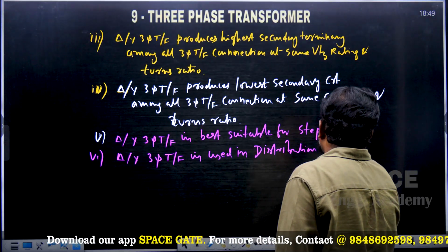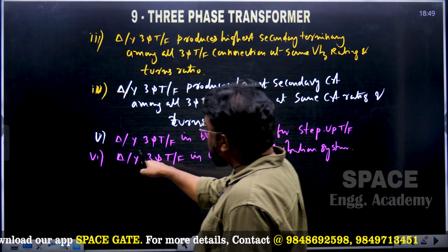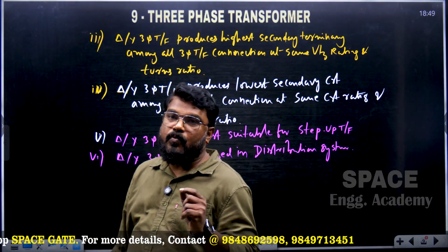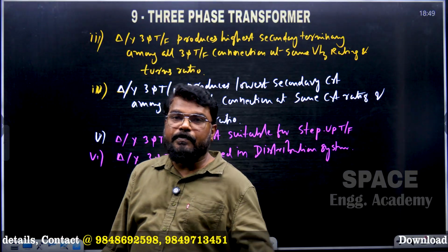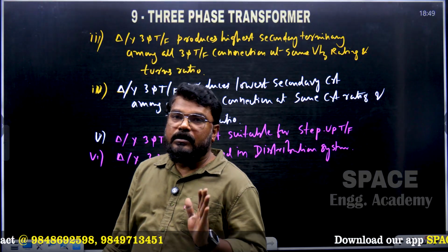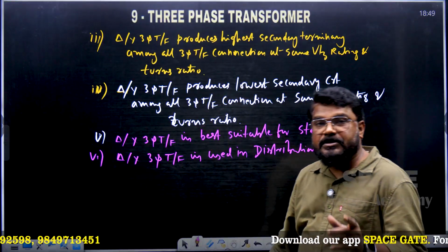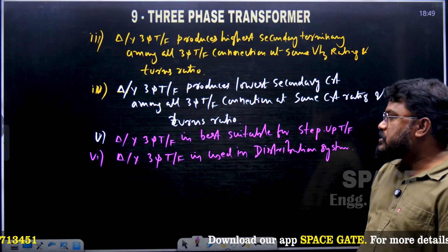So this is also one more question. And why? Because the secondary star connection provides the neutral point to supply the power to the single phase load satisfactorily. That's why this delta star 3-phase transformer is used in the distribution system.